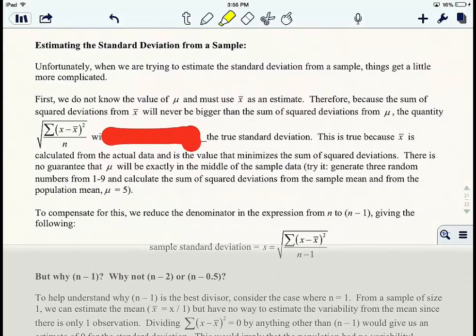Unfortunately, when we are trying to estimate the standard deviation from a sample, things get a little more complicated. First off, we do not know the value of mu and must use x bar as an estimate. Therefore, because the sum of the squared deviations from x bar will never be bigger than the sum of the squared deviations from mu, the quantity, the square root of the differences squared all over n, will underestimate the true standard deviation. This is true because x bar is calculated from the actual data and is the value that minimizes the sum of the squared deviations.